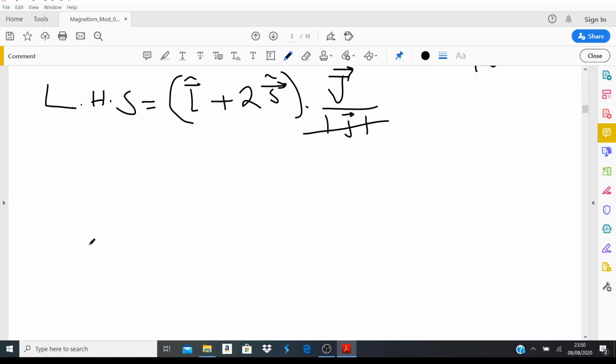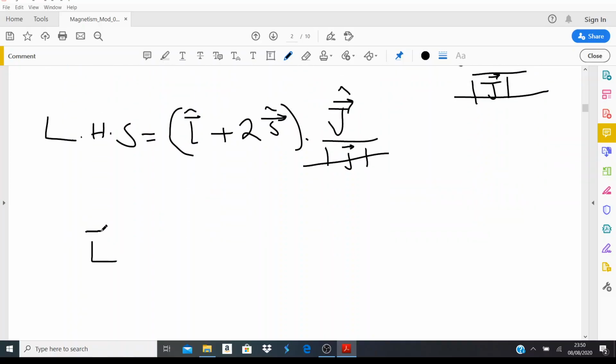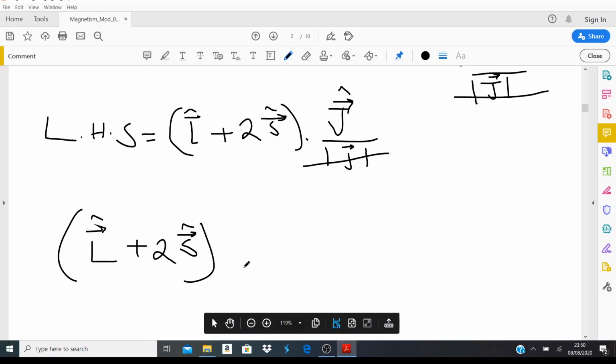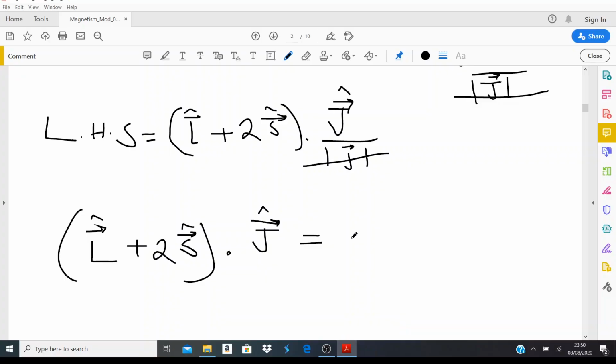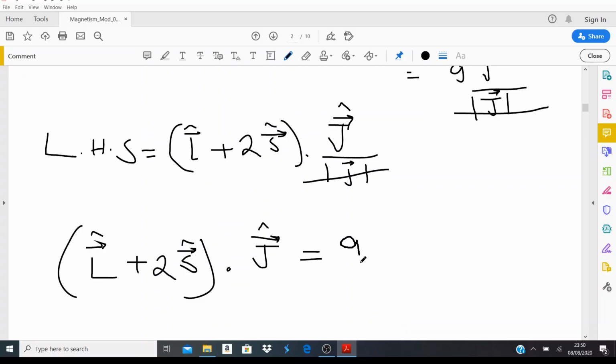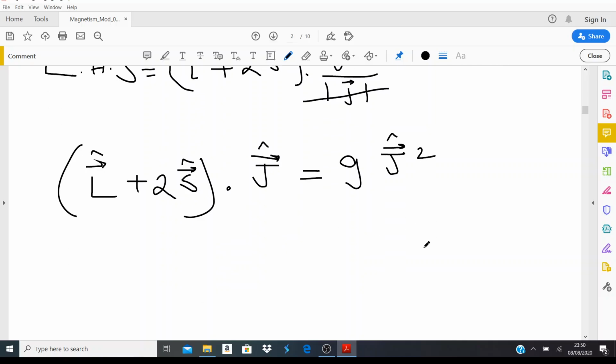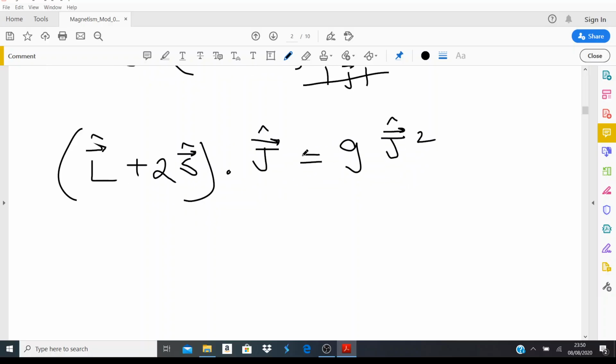So let me write out the full expression. First the left hand side, L plus 2S, and then we dot it with the vector J. And on the right hand side we have g_J times the J squared operator, right? Now the question is, on the left hand side you have the operator, on the right hand side you have a number times an operator, right?